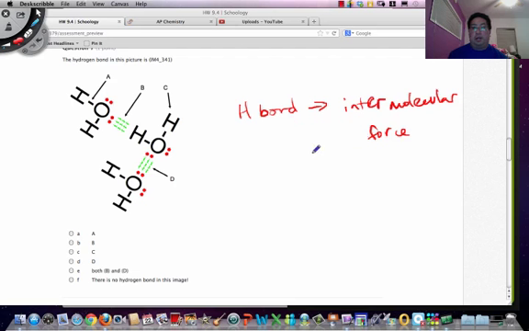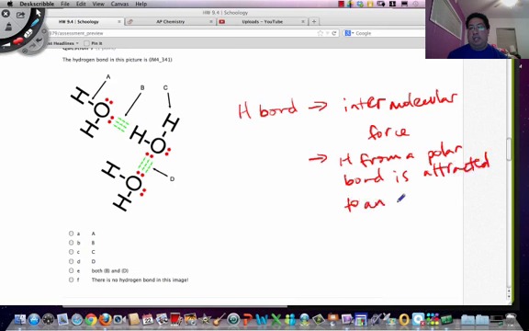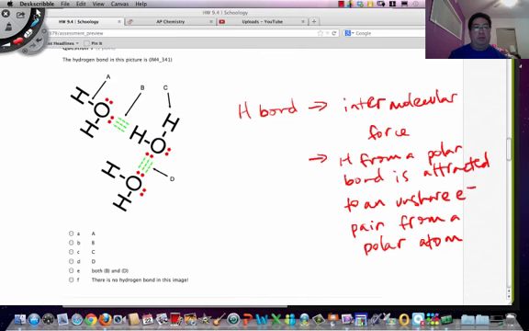And remember, a hydrogen bond more specifically is when H from a polar bond is attracted to an unshared electron pair from a polar atom. Okay, so hopefully that's enough information for you to be able to identify that.